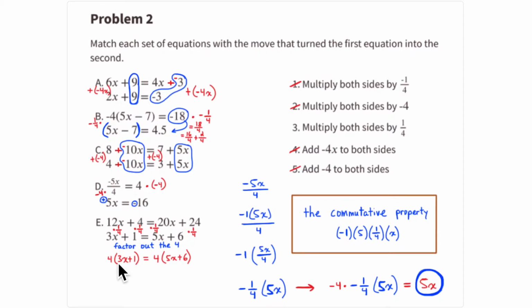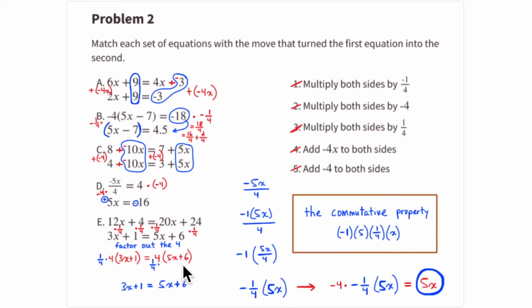And then I can multiply both sides by 1/4. Same answer, multiply both sides by 1/4. And then I'm going to get this 3x plus 1 equals 5x plus 6. So multiply both sides by 1/4, and you get this equation right here. 3x plus 1 equals 5x plus 6.